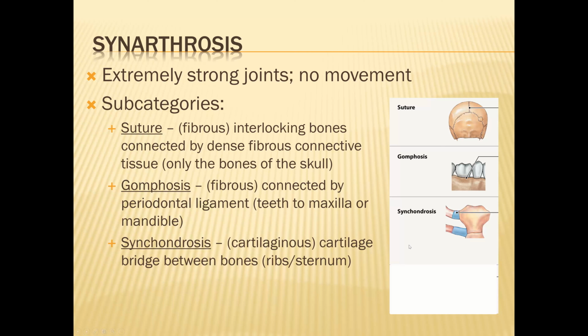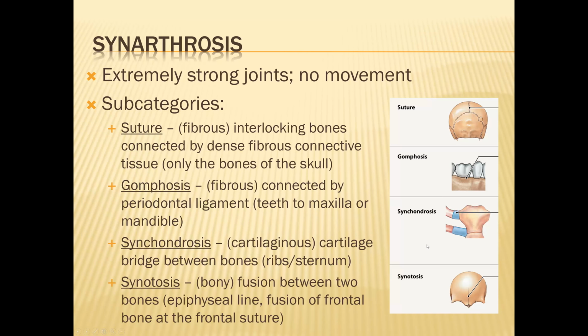And the fourth type of synarthrosis is a synostosis. This is a bony type joint, and this is when you actually get full fusion between two bones. The two bones fuse so tightly together that it's now just one large bone. An example of this would be the epiphyseal line that you get after development when the epiphyseal cartilage plate closes when growth stops.